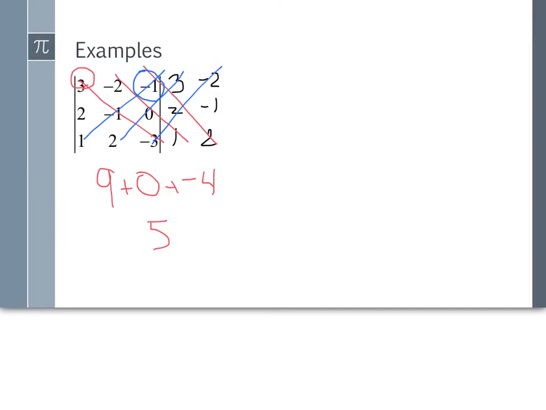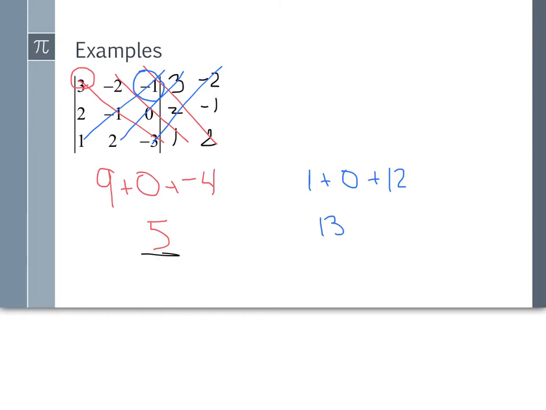So in the first line, we've got 1 times negative 1 times negative 1. That's positive 1. 2 times 0 times 3 is 0. Negative 3 times 2 times negative 2. That's going to be 12. I add those up. I get 13.